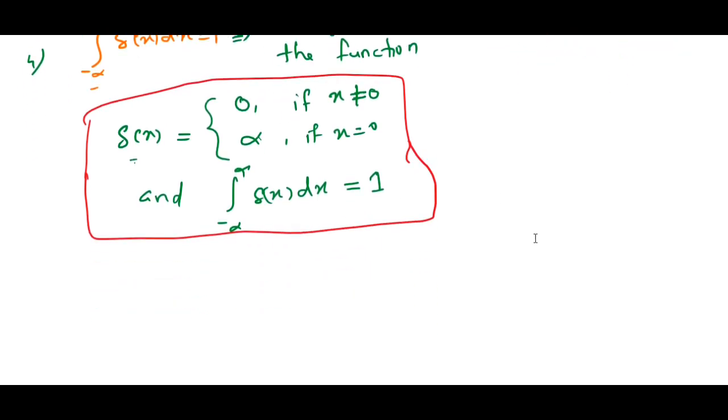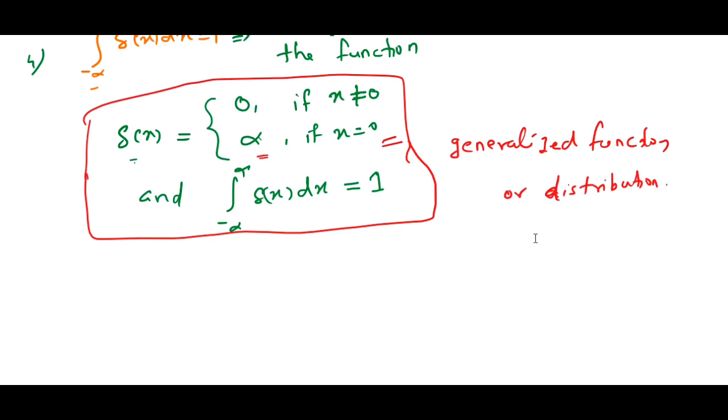Technically, delta x is not a function at all because its value is not finite at x is equal to 0. At x is equal to 0, its value is infinite. Therefore, this is not a function, but in the mathematical literature, it is known as a generalized function or a distribution. You can also represent a delta function. There are several representations for delta function.